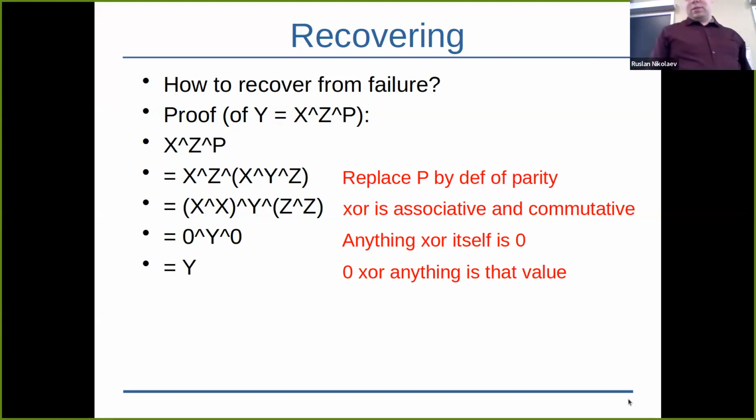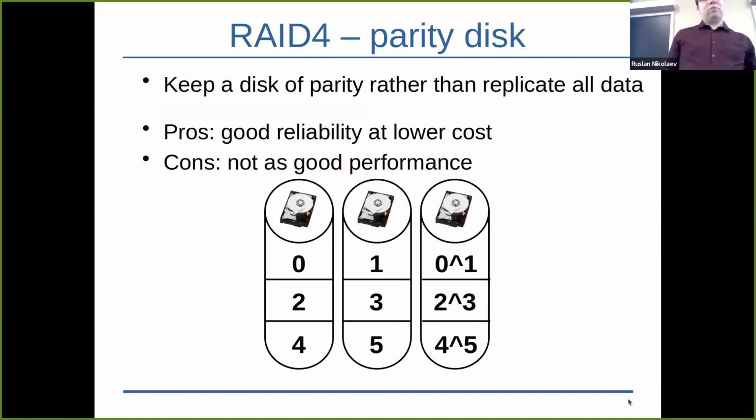So XOR allows us to recover. So what you can do, you can have a parity disk. You're going to keep a disk of parity rather than replicating all data. So you have disk 0, disk 1, and disk 2, right? Now in the first disk and the second disk, you do 0 XOR 1, that's the parity, right? And so on. So it's good reliability at lower cost, right? But not as good in terms of performance.